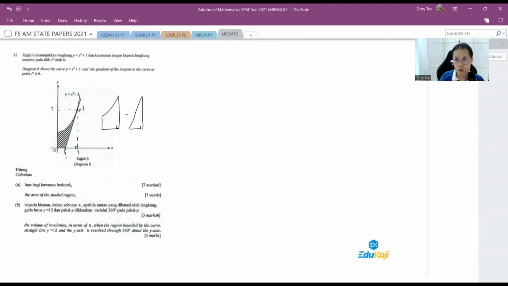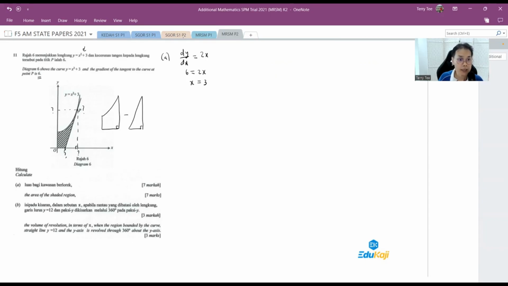But we're given this information: the gradient of the tangent at P is 6. So in this case, we have to use differentiation. It's not just integration, we have to use differentiation as well from Form 5 Chapter 2. So number 1, we will have to differentiate dy/dx. When you differentiate x squared, you should get 2x. When you differentiate 3, you get 0. Now remember, dy/dx means gradient of tangent. So the gradient of the tangent at point P is 6. So we can replace dy/dx with 6 and find the x coordinate. 6 divided by 2, the answer is 3. So the x coordinate of point P is just 3.